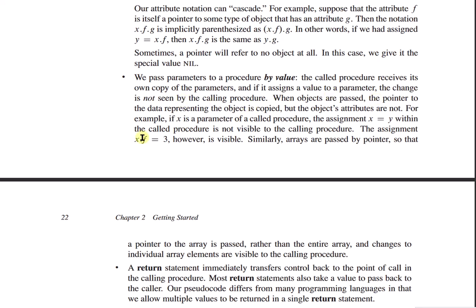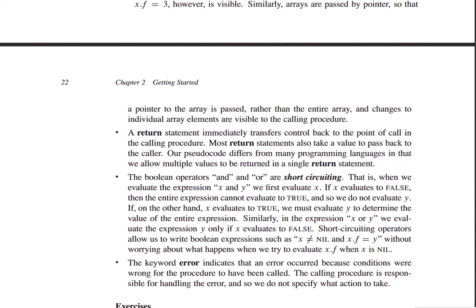When objects are passed, the pointer to the data representing the object is copied, but the object's attributes are not. For example, if x is a parameter of a called procedure, the assignment x = y within the called procedure is not visible to the calling procedure. The assignment x.f = 3, however, is visible. What they're trying to say is that if they're passing an object, then it is passing by reference, and if they're passing an array, it is passing by reference rather than by value.